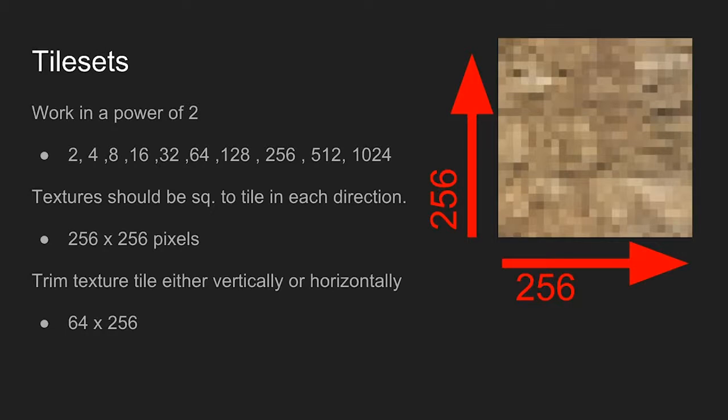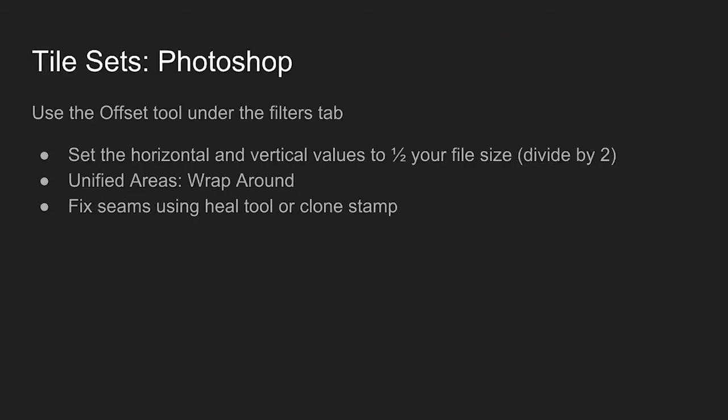Keep in mind that your tile sets should always be in a power of 2. Textures should be square if you want them to tile in every direction. And trim textures are ones that only tile vertically or horizontally.